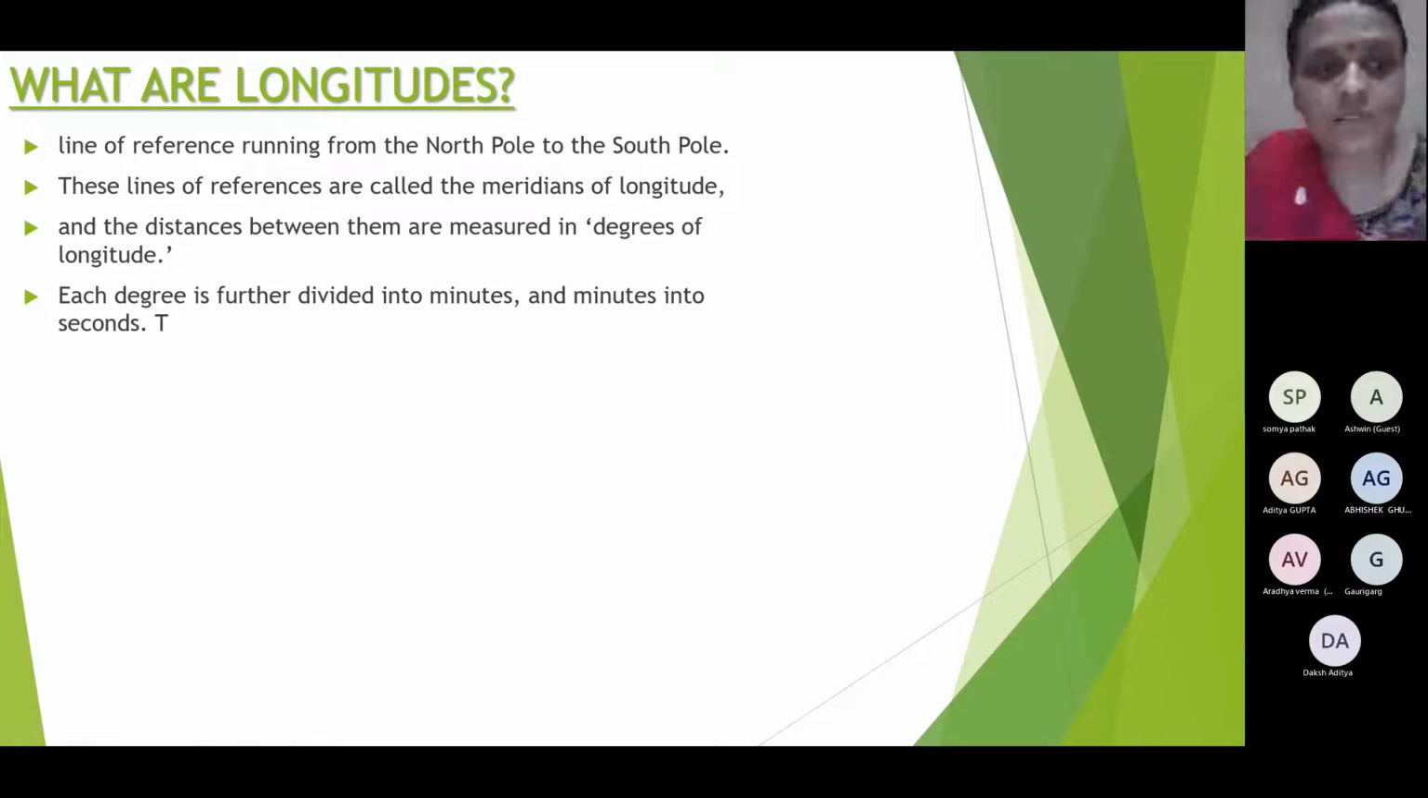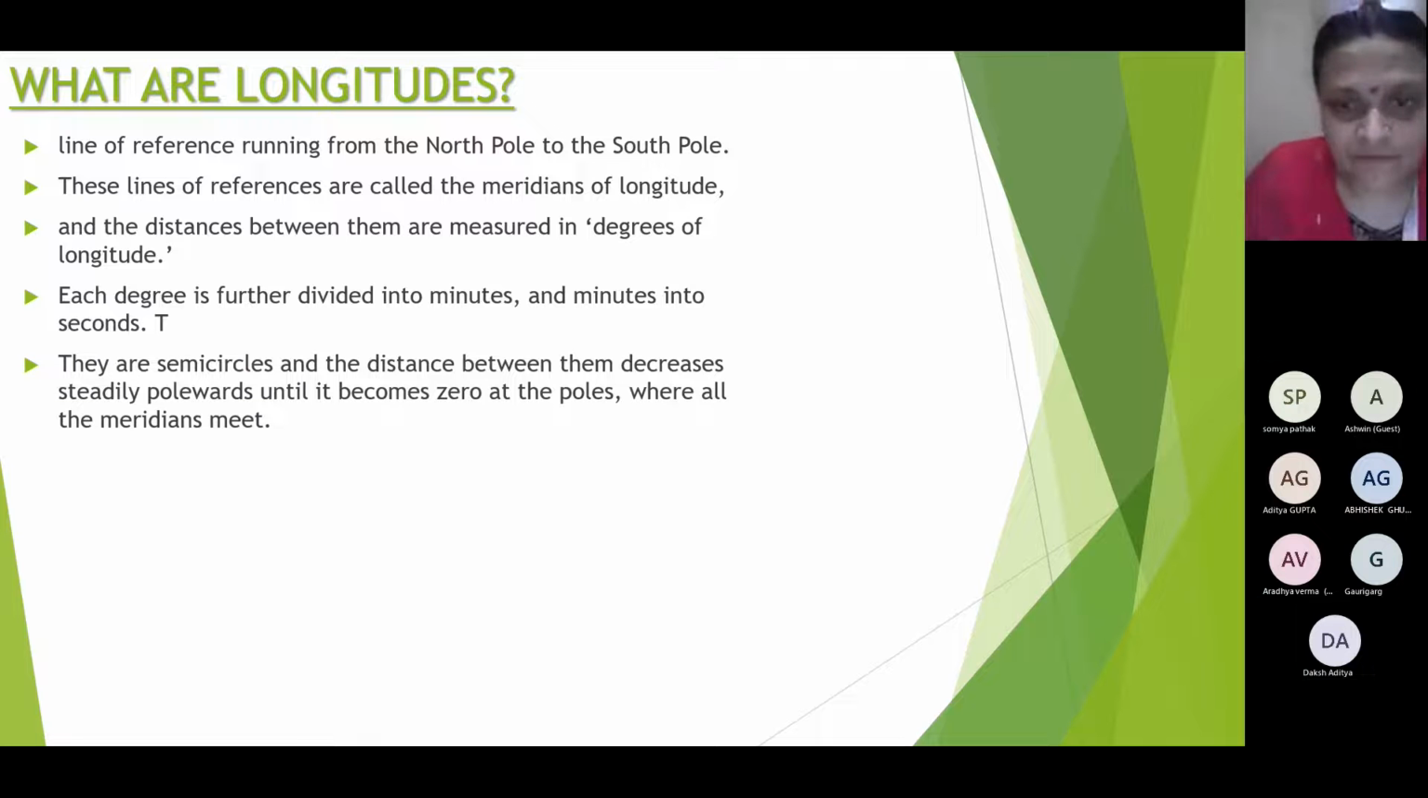longitude. And the distance between them is measured in degrees of longitude. With longitude we always use E and W, and with latitude we use north and south, N and S. Each degree is further divided into minutes, and minutes again into seconds.